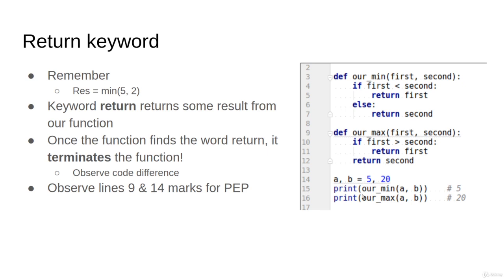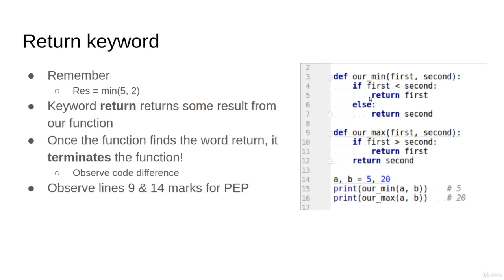Now, if we are calling our min of A and B, let's say 5 and 20, this function is going to return 5 for you. So the purpose of the return is to send back to the caller the answer of what we were doing. It's important to observe that once the return statement is executed, the whole function is terminated. So let's say the function has 100 lines of code, and the third line of code has a return. Once this return is executed, any other thing will not be executed.